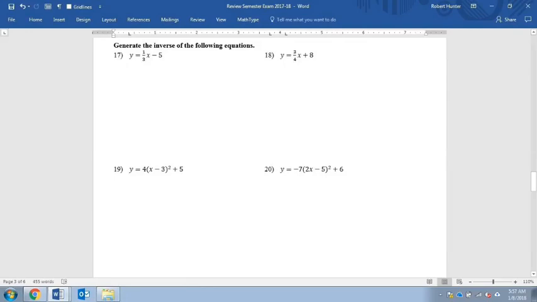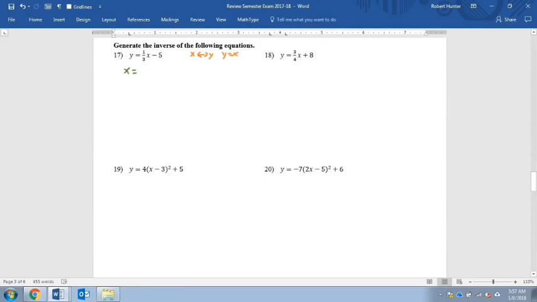All right, so generating the inverse. Remember, inverse is all about switching x and y. Or they reflect across the equation y equals x. Don't forget that little equation. All right, so here we go.